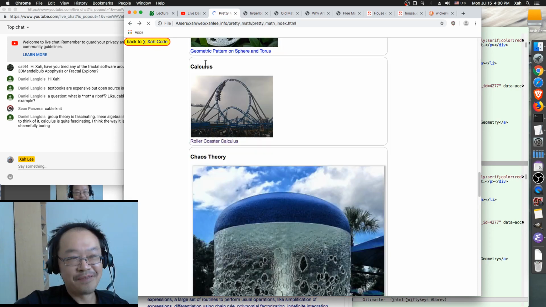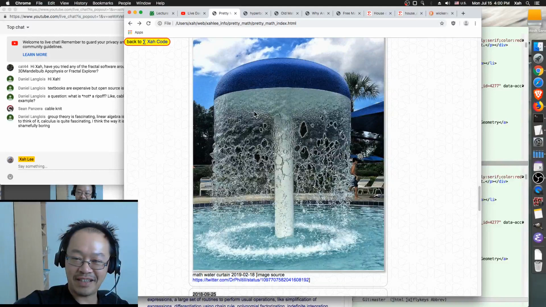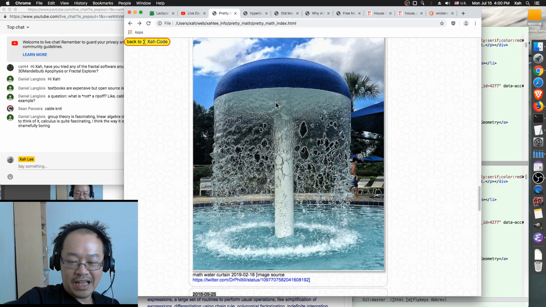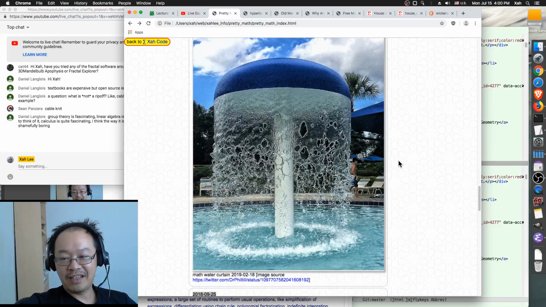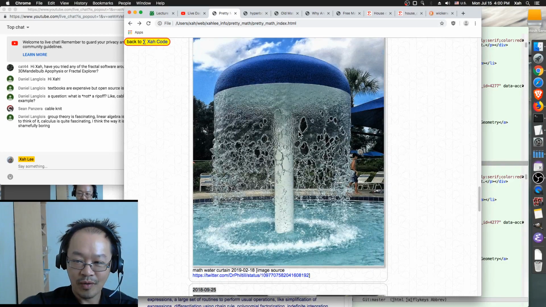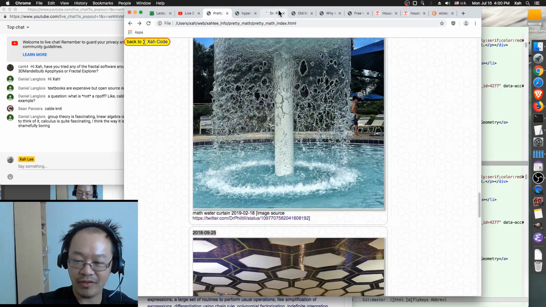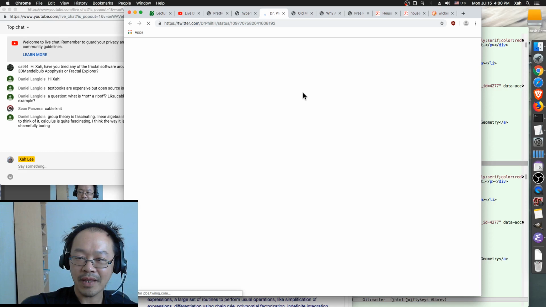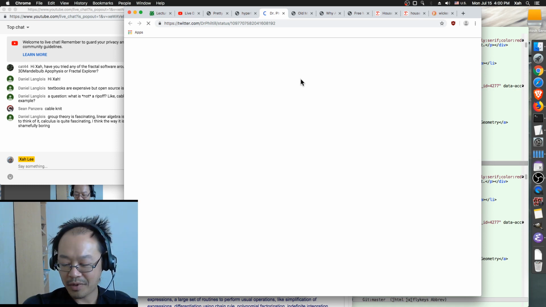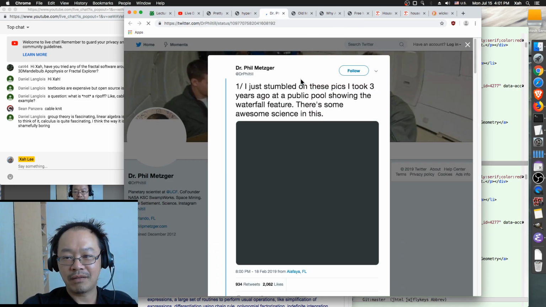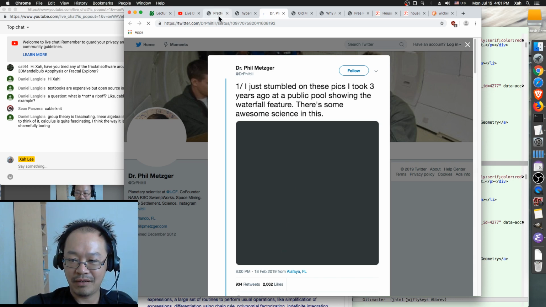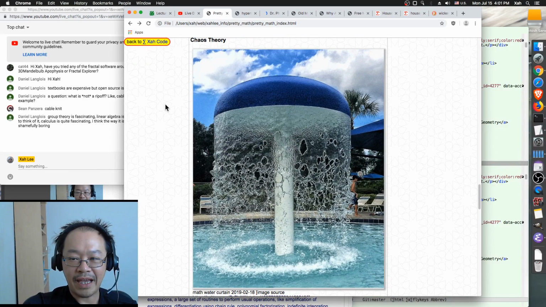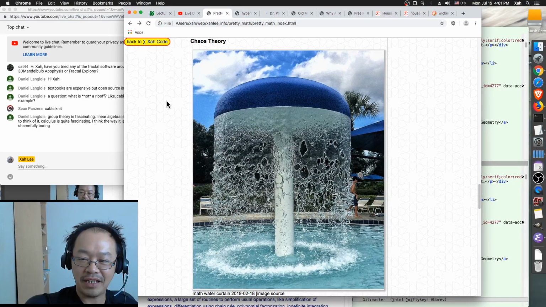That's calculus. Then you have this water curtain. This is a photo of a fountain. I think he's a mathematician. He took a photo and he actually analyzed why this pattern happens. If you go to his Twitter, he does some explanation on why it happens. It takes a while to load. But anyway, I categorize this into chaos theory.